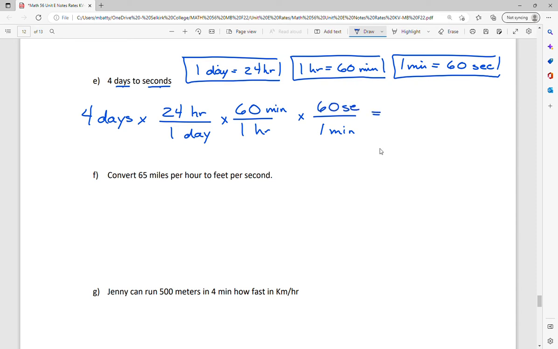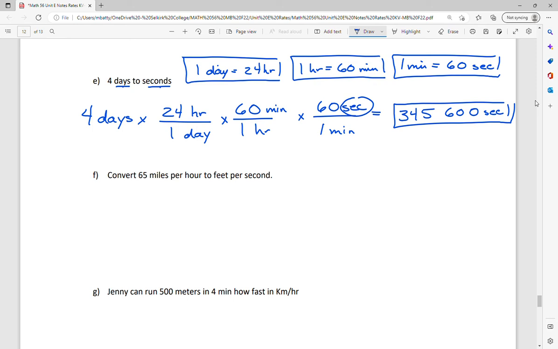So now that I've got all this written out, I can do the math. You'd multiply everything, and my answer should be in seconds. So on my calculator, that worked out to 345,600 seconds. Don't ask me the usefulness of calculating that, but you can.